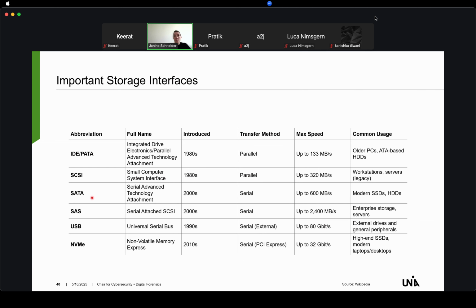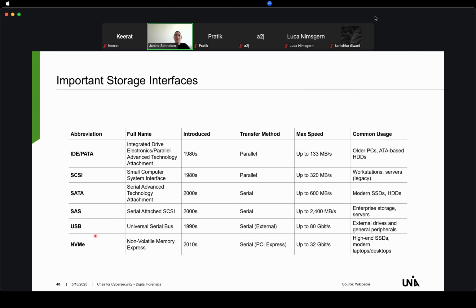We have SATA, which you probably all know, Serial Advanced Technology Attachment, introduced in the 2000s. It is a serial transfer method. So PATA and SATA are basically like siblings, if you want to put it that way. The one is parallel, the other one is serial. It is still used for modern SSDs and HDDs. We have SAS, Serial Attached SCSI, so based on SCSI. Also a serial transfer method for enterprise storage and servers.